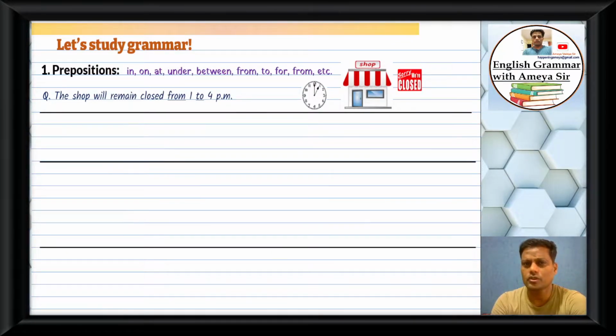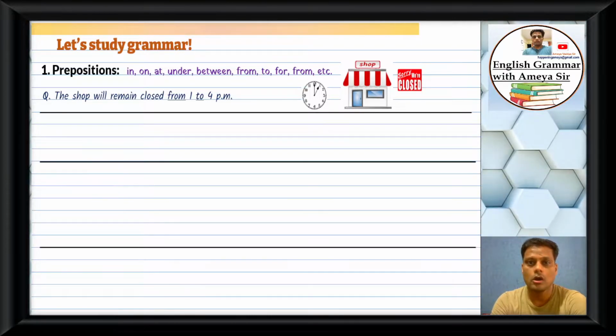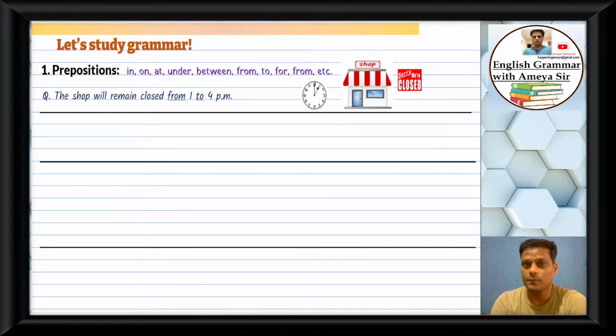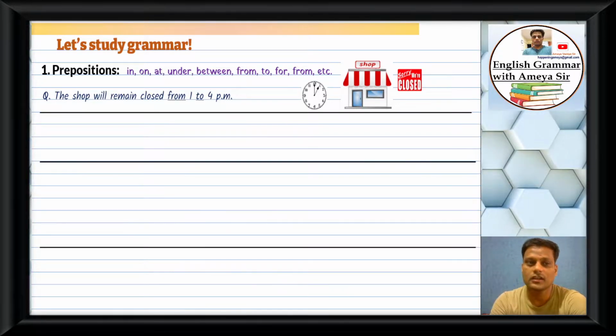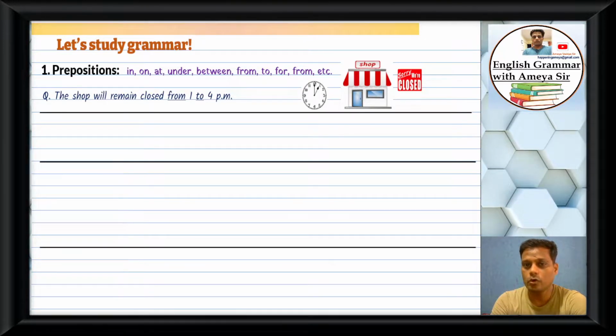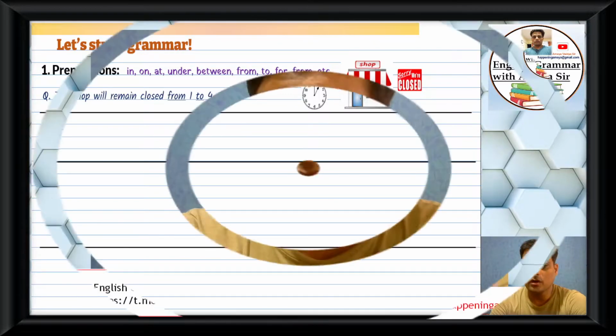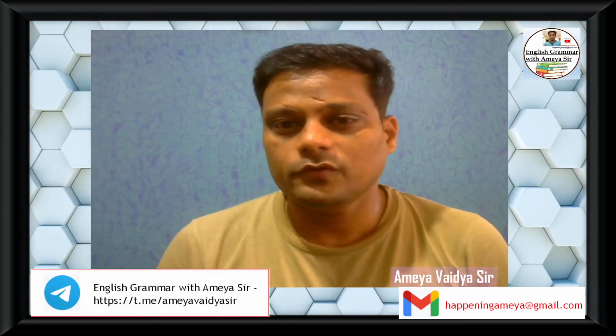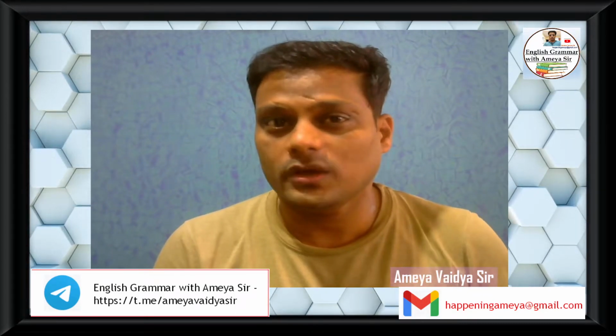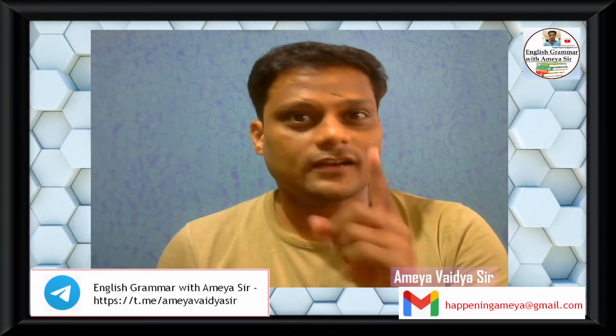Let's study some prepositions: in, on, at, under, between, from, to, for, from. These are not all the prepositions that exist, so of course I've put etc. at the end. Let's consider an example. The shop will remain closed from 1 to 4 p.m. Now it is important to remember that if you are using it that way, then you can say from 1 to 4. But if you use between, then you would say the shop will remain closed between 1 and 4. That is the key difference.